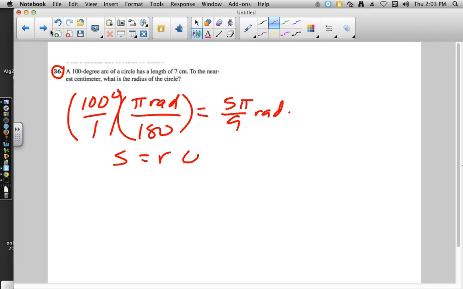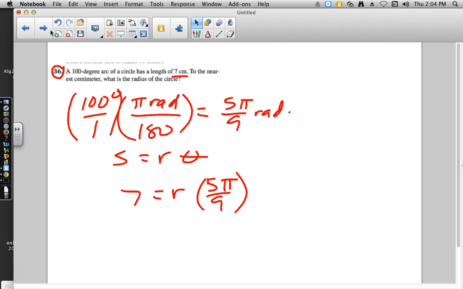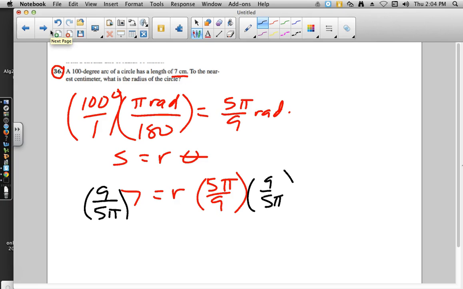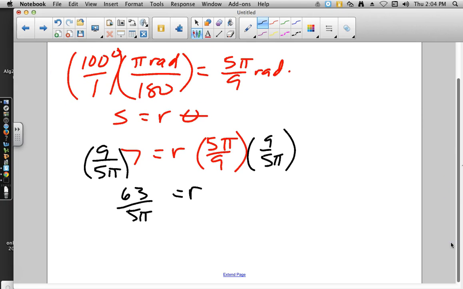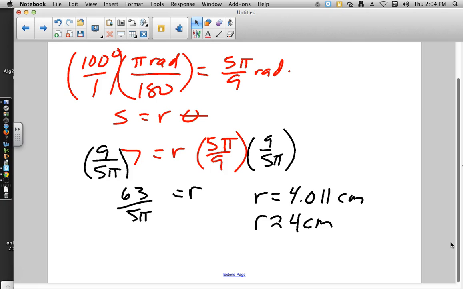And arc length is radius times theta. And they told us here that it has an arc length of 7. So we're going to have 7 equals the radius times 5 pi over 9. Multiply both sides by the reciprocal. And that would give us 63 over 5 pi equals the radius. But it said to the nearest centimeter, so we'd want to go ahead and pop that into a calculator. And 63 divided by 5 pi is 4.011 centimeters. So we go ahead and say it's about 4, since they said to round it to the nearest centimeter.